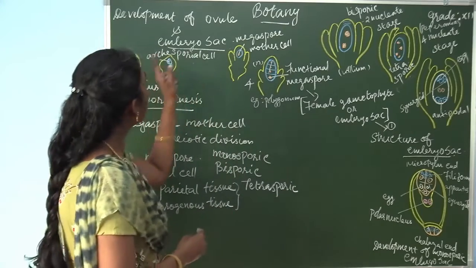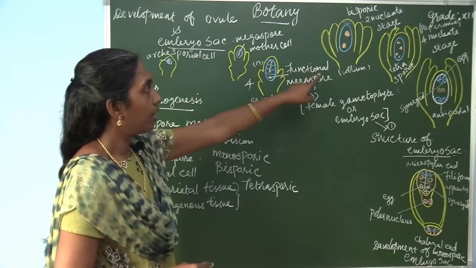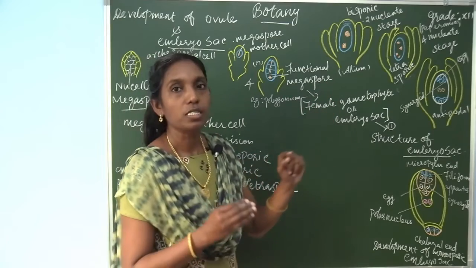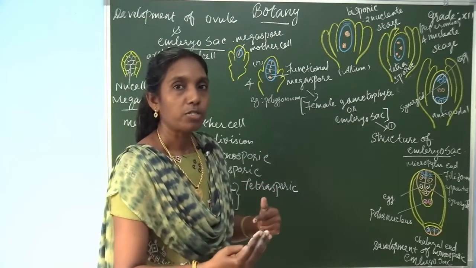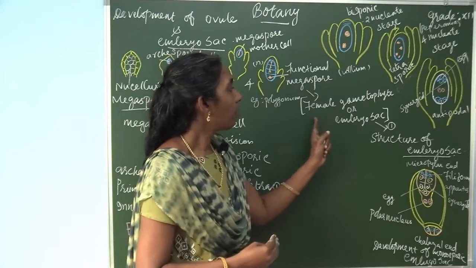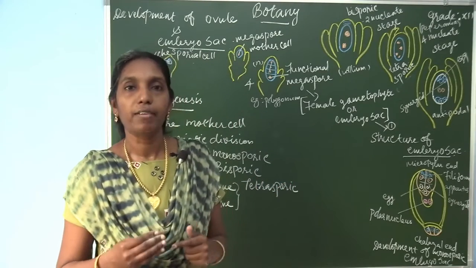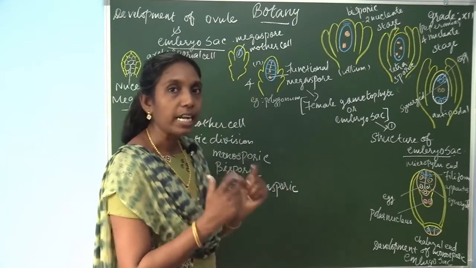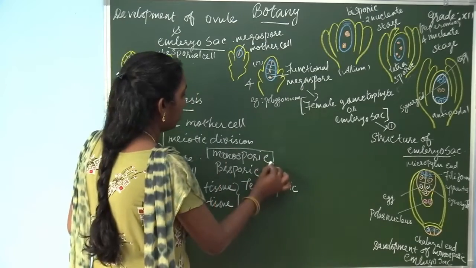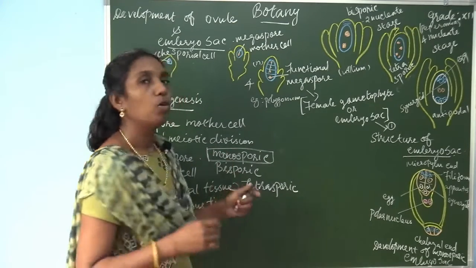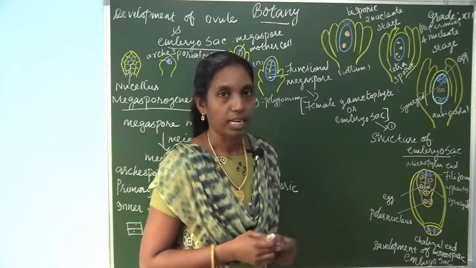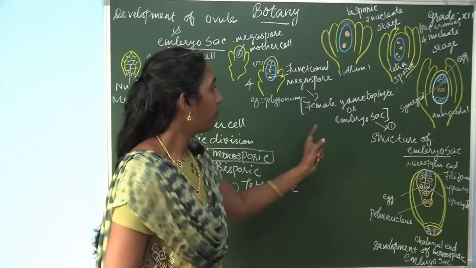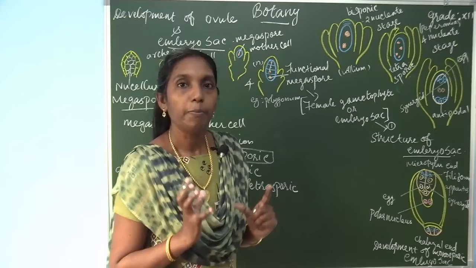So this is the development of the ovule. In the development of the ovule, the functional megaspore is now formed. The next process is development of the female gametophyte, or development of the embryo sac. Here we are going to concentrate on monosporic development of the embryo sac. How does the embryo sac form? The first cell of the female gametophyte is the functional megaspore.